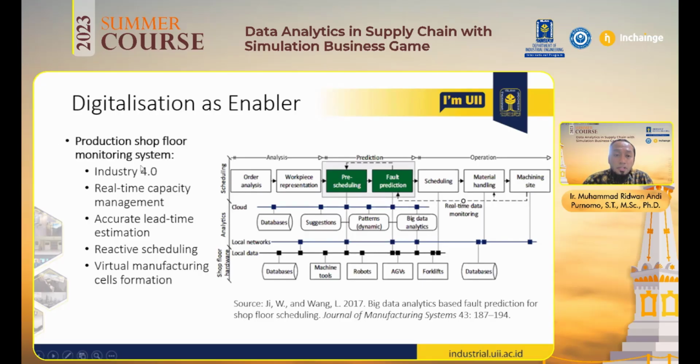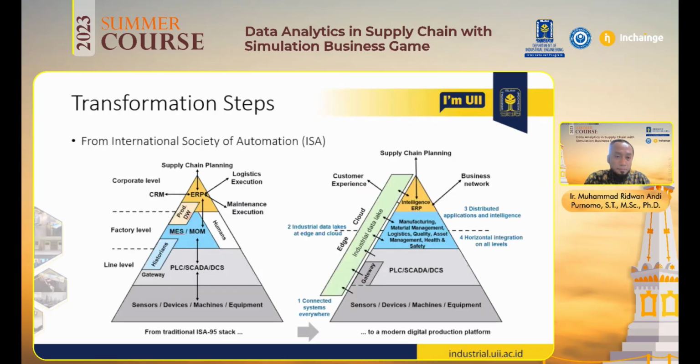Okay, this is digitalization as enabler. Now we understand that in order to implement data analytics to improve the supply chain system, including our production system, we need to digitalize the business process in our supply chain system or our company. If we are talking about digitalization, of course, we need to have sensors.